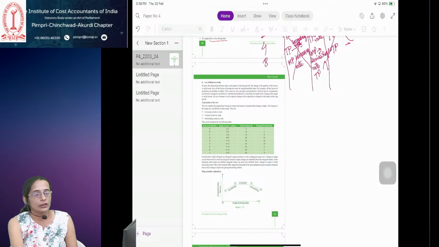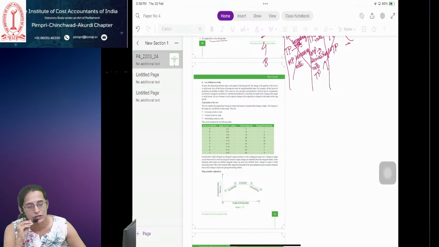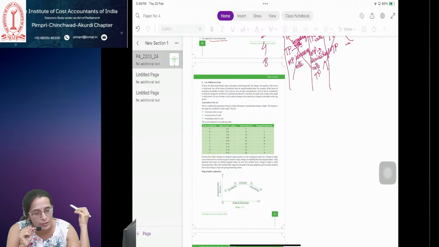So in the law of variable proportion, what was happening? Only one variable was changing and other variables were constant, right? Now in the returns to scale, all the variables change. No variable is constant. And the returns to scale law is applicable in the long run, right? So all the variables are changing, and when we change all the variables, what impact it brings on the output, that we will study.